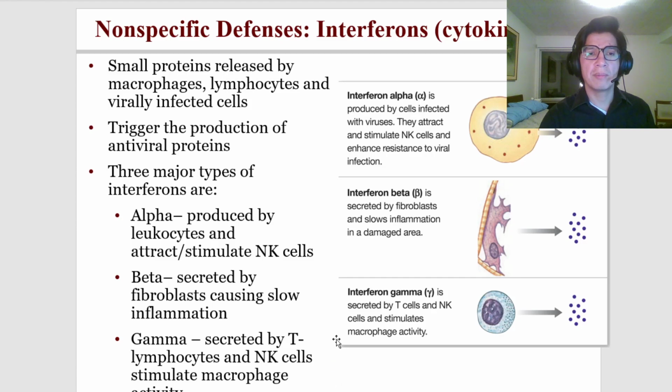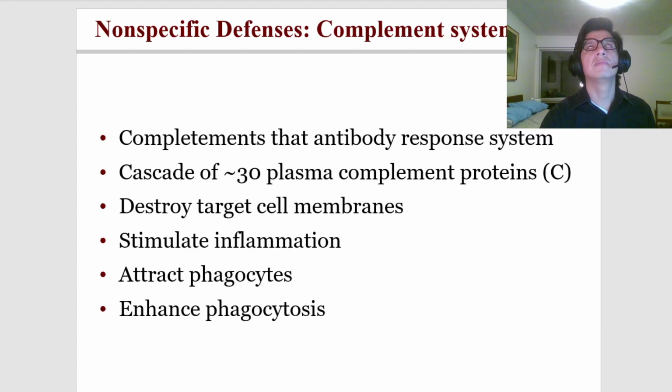And you also have gamma interferon, which stimulates the activity of macrophages. So for interferon, I want you to know that it has antiviral properties. Let's just do that. Okay, the complement system.